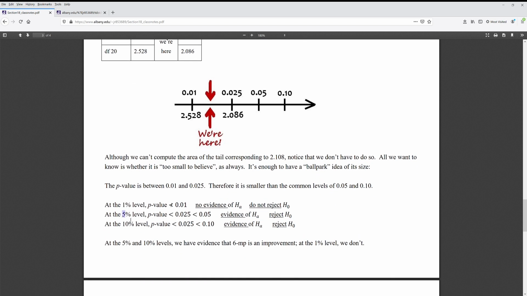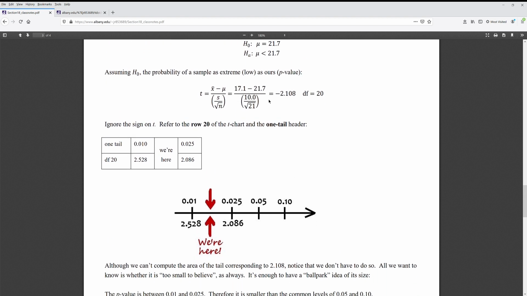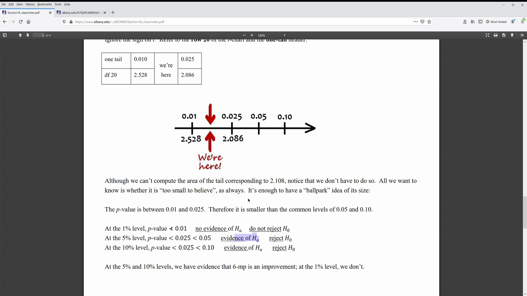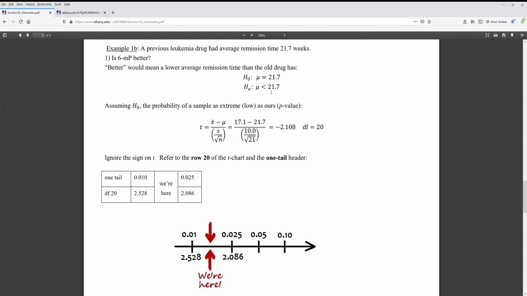On the other hand, at the 5% level, our p-value is less than 2.5%, which in turn is less than 5%. As you can see, the arrow goes with the top, so we are on the small side of 5%. It is, whatever it is, less than 0.05. So we will reject H0, and we will find evidence of HA. If happening less than 5% of the time through random chance makes it suspiciously unusual, then yes, this bunch of patients is suspiciously unusual, is suspiciously good. So we will credit it to the drug. We will reject the theory that the average remission time is the same as the old drug. We will find evidence that it has a lower remission time, that it is better.